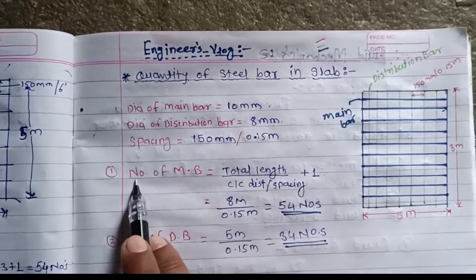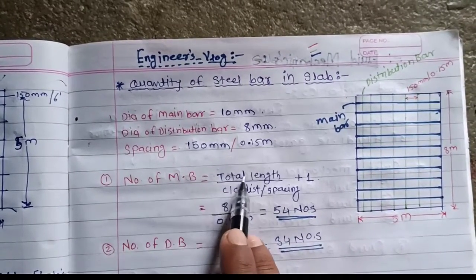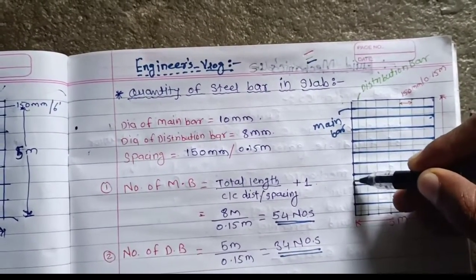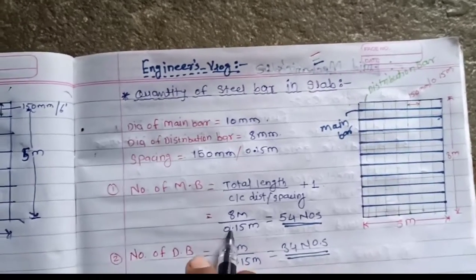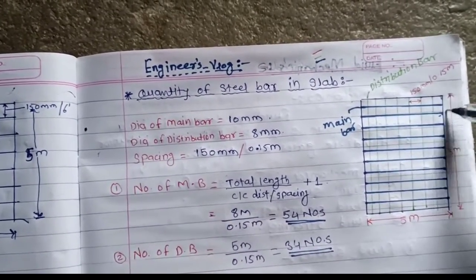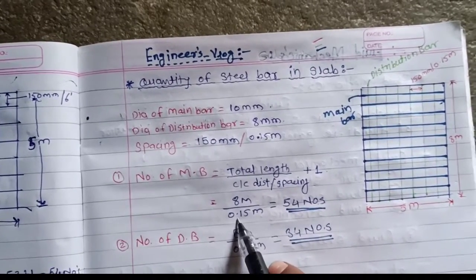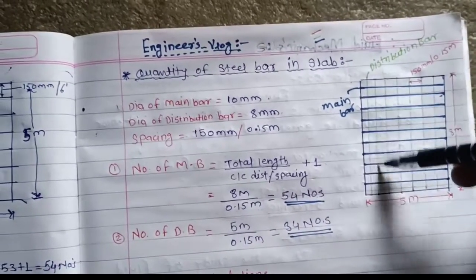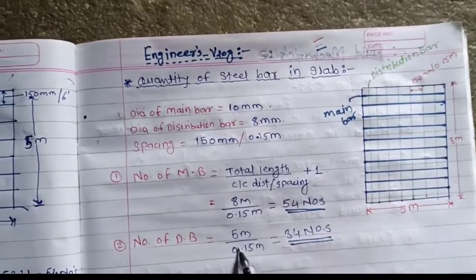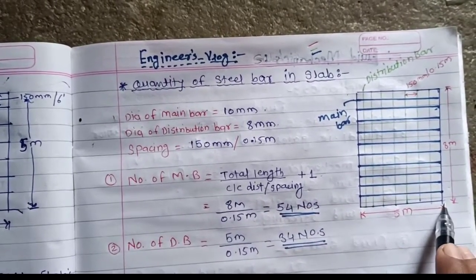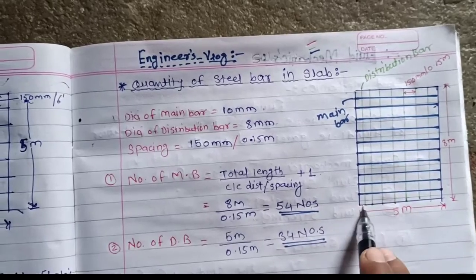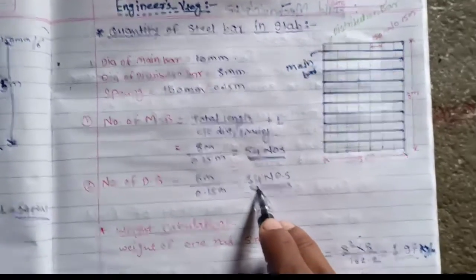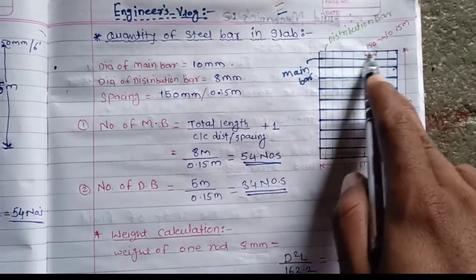Step number one, number of main bars. The formula is total length divided by center to center distance, or spacing, plus 1. The total length is 8 meter divided by 0.15 meter, which is about 54. And the number of distribution bars, the vertical bars: the distance is the span, 5 meter, divided by spacing 0.15 meter, therefore 34 numbers. This is the calculation of how many bars are used in this span.